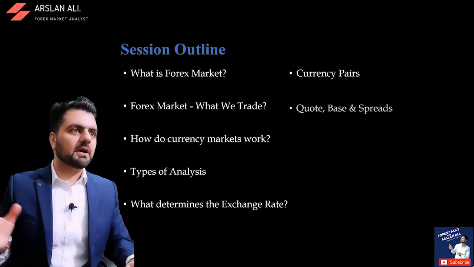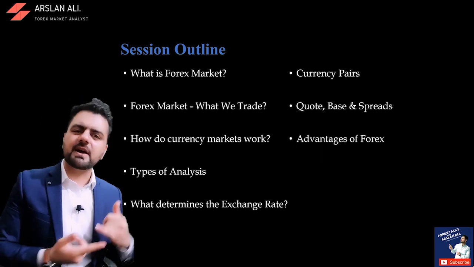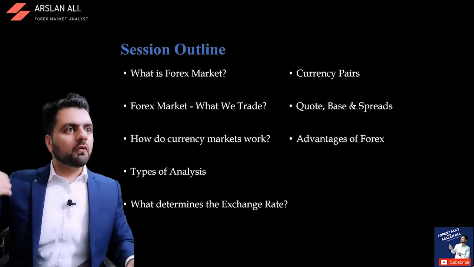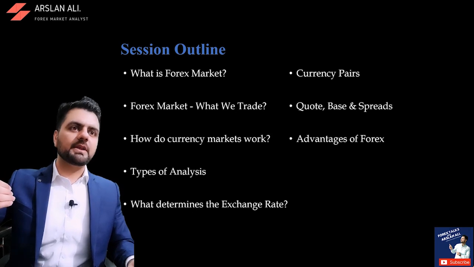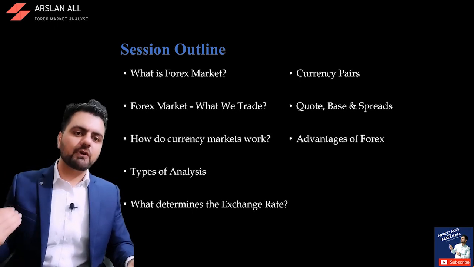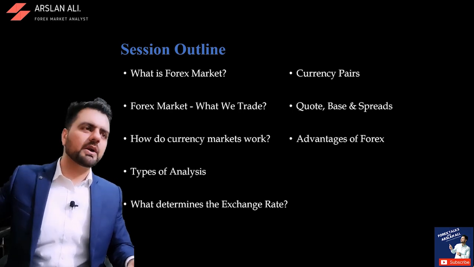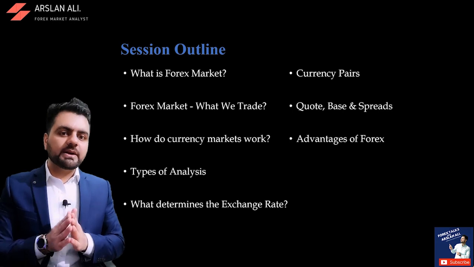We are also going to talk about currency pairs. There are different types of currency pairs: direct, indirect, and cross currency pairs. You are going to learn about them as well. We will discuss the terminologies and basic concepts of the Forex industry, which includes what the base and quote currency are, what the spread is, and what a pip is.